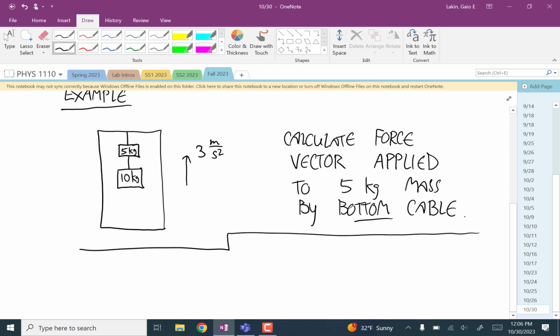So, okay, but just take a few minutes, start with a free body diagram. You always need a free body diagram if you're going to use Newton's second law, and see if you can work through this.